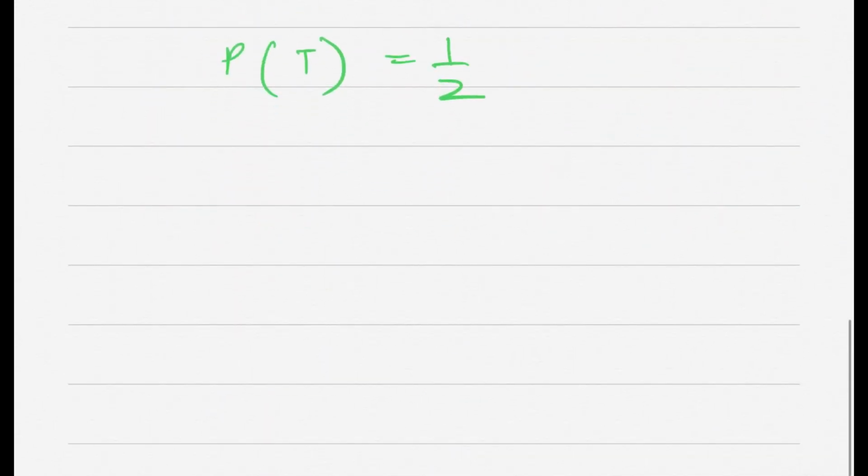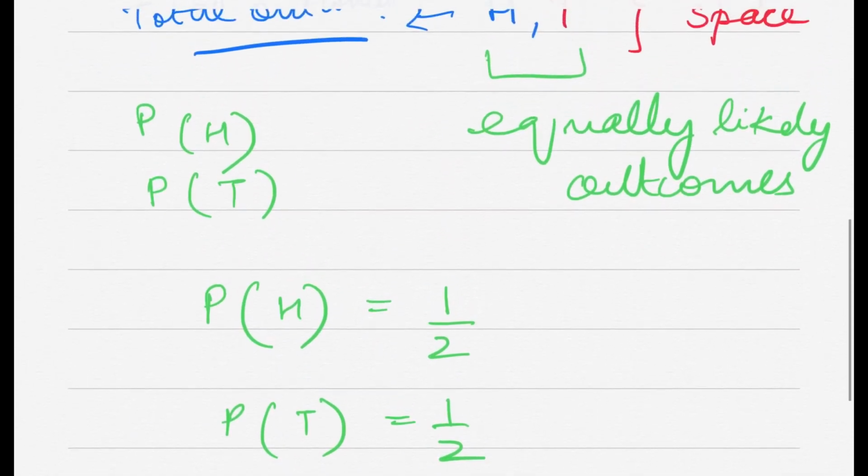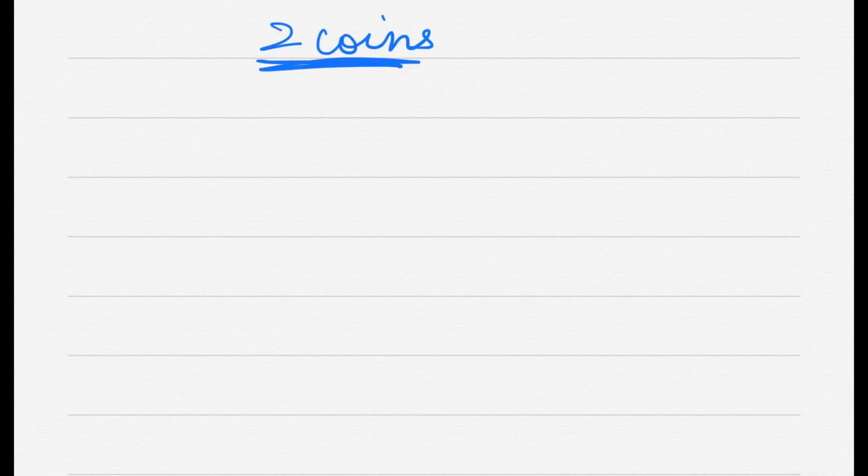Okay, now let's move to two coins. Two coins means they can be tossed simultaneously, or one by one, it doesn't make any difference. So what will be the outcomes when we flip two coins?